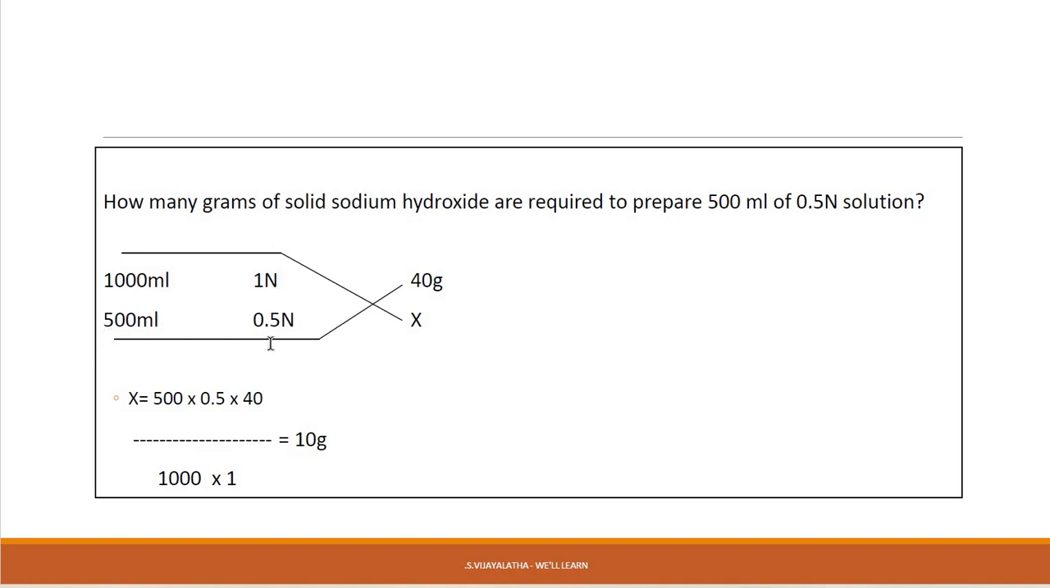So now, 500 ml of a 0.5 normal solution. How much should we weigh? The cross multiplication pattern we have seen is like this. So x will be equal to 500 into 0.5 into 40 divided by 1000 into 1, which is 10 grams.